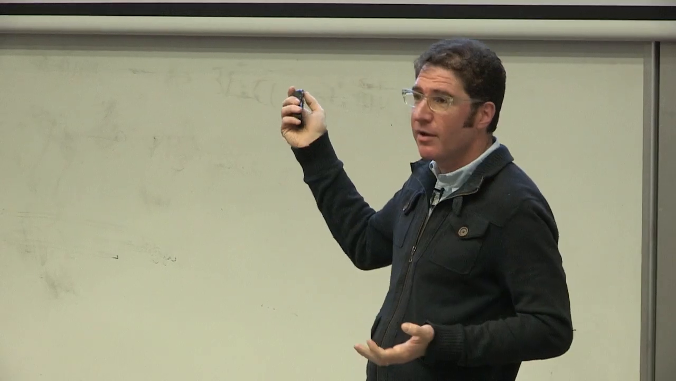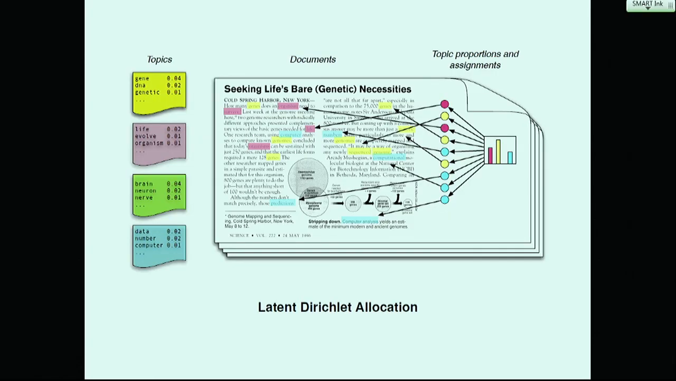So there's a vocabulary, say, of 10,000 terms, and here's a topic with words like gene, DNA, genetic, and so on with high probability. This topic has life, evolve, organism with high probability, and so on. Each of these is just a distribution over the vocabulary.